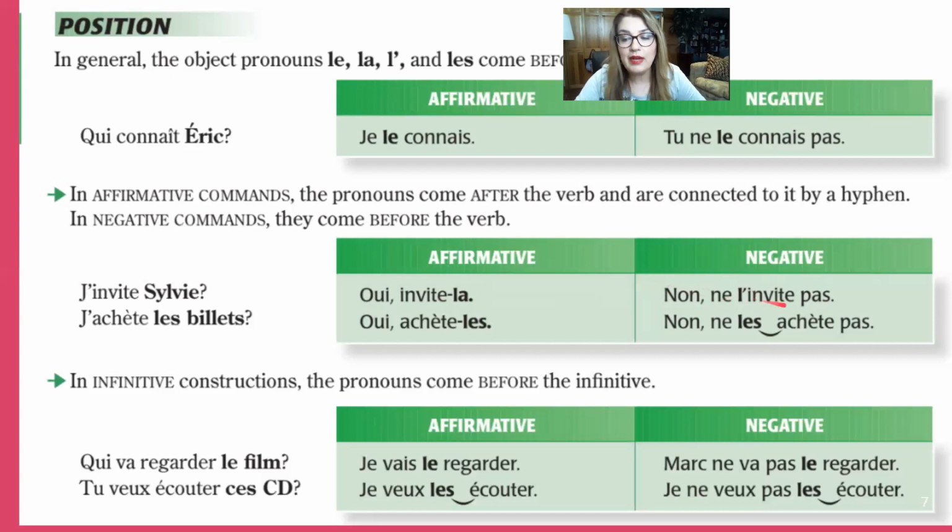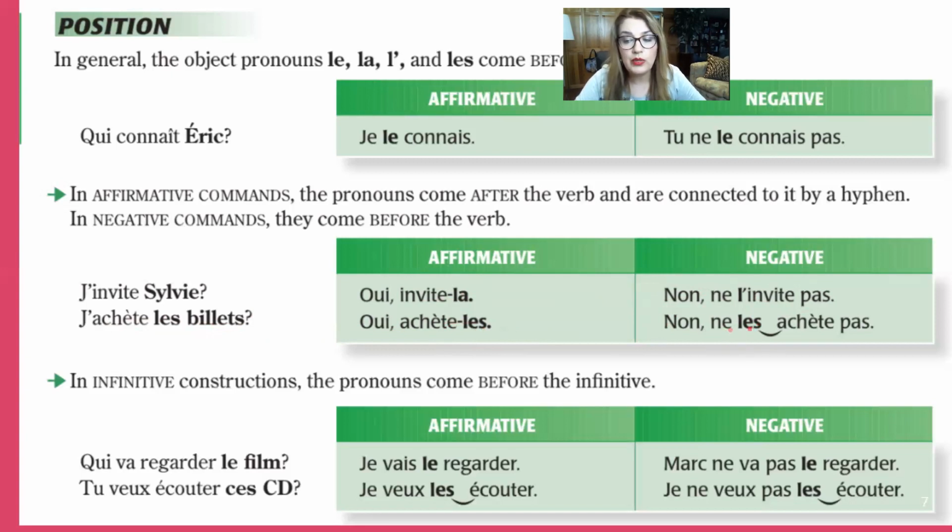No, do not invite her. J'achète les billets. Should I buy the tickets? Oui, achète-les. Buy them. So les billets is replaced by les, and les is placed after the verb, after the hyphen. But in the negative form, it goes back to before the verb.